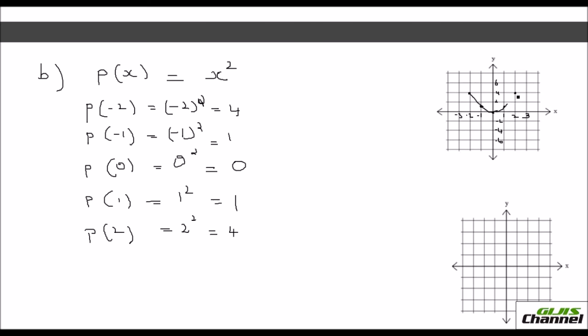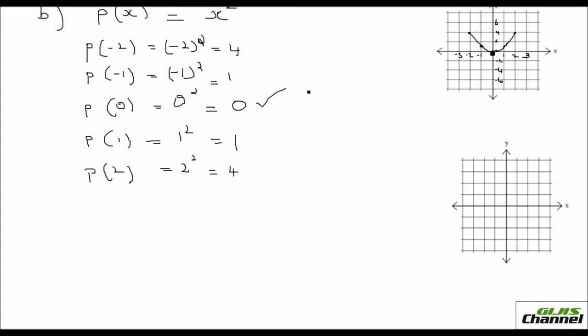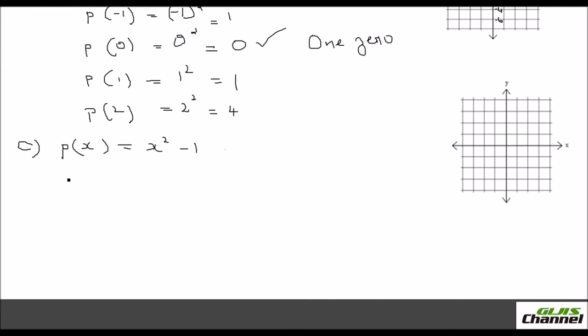It is again a U-shaped graph, but this time it touches the x-axis at one point, which is at 0. Okay, at 0 you have 1 zero in this case. Understood? So this is the 1 zero case. Now let's take another example, case C for 2 zeros, right? So I take my P of x as x squared minus 1. So let's find out the values.